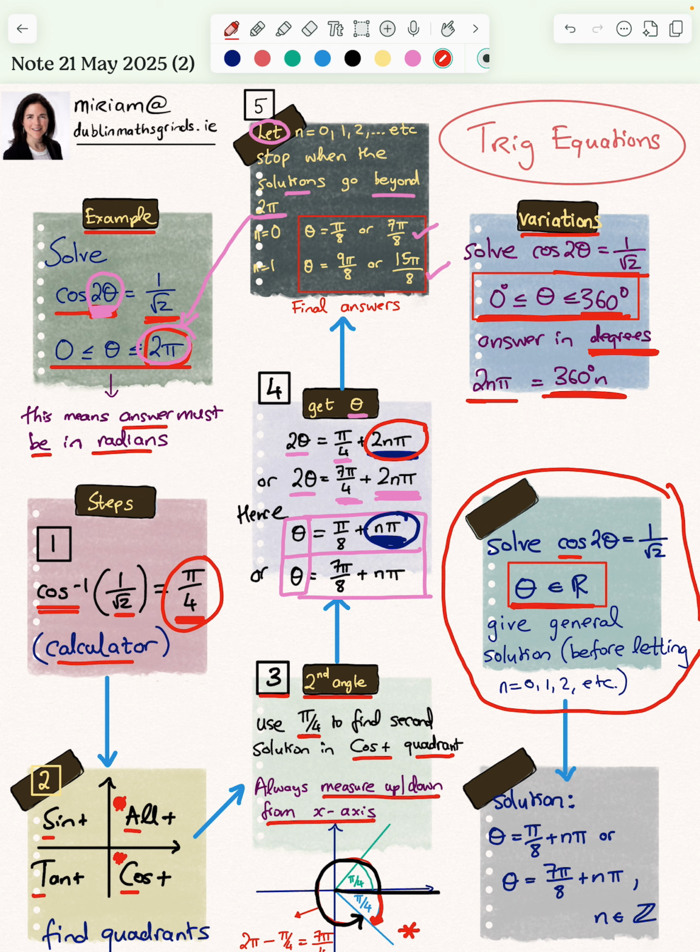That's asking for all possible solutions. There is no constraint on θ. We don't start at 0 and end at 2π. We let θ run through all real numbers. First and foremost, radians are real numbers, so you'd find your answer in radians to begin with.